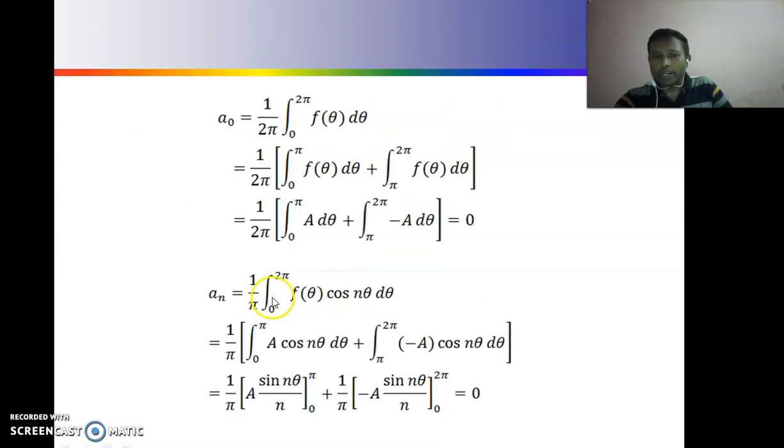Okay. So here, solving this integral, f(theta), as we know that it is a for 0 to pi and minus a for pi to 2 pi, further solving this equation also leads to a final value 0. So for now we have computed two Fourier coefficients, A0 and An.